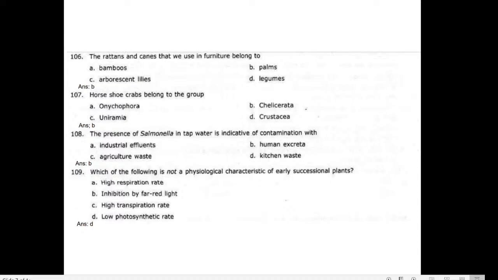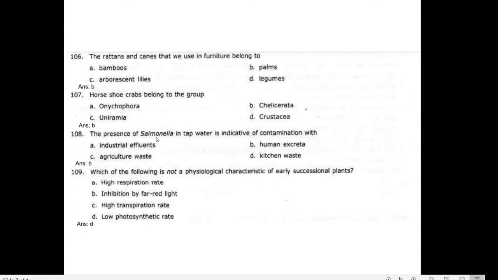Wood is helpful for this production. The horseshoe crab belongs to which group? The horseshoe crab is one species which belongs to the group. Here the option is B, Chelicerata. The horseshoe crab belongs to the group Chelicerata, which is the largest division.